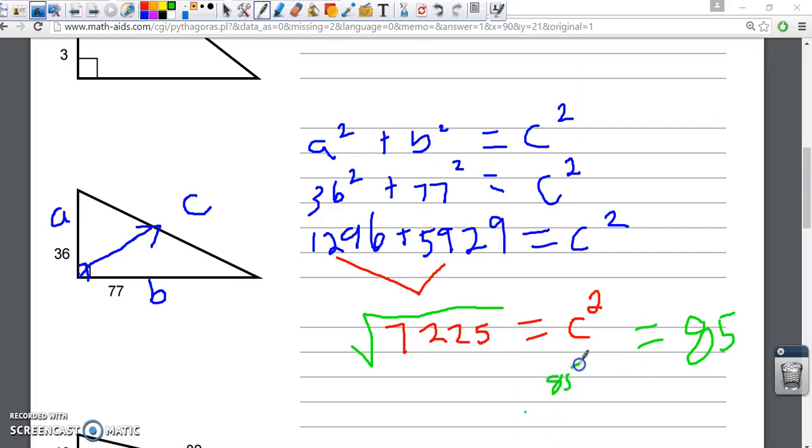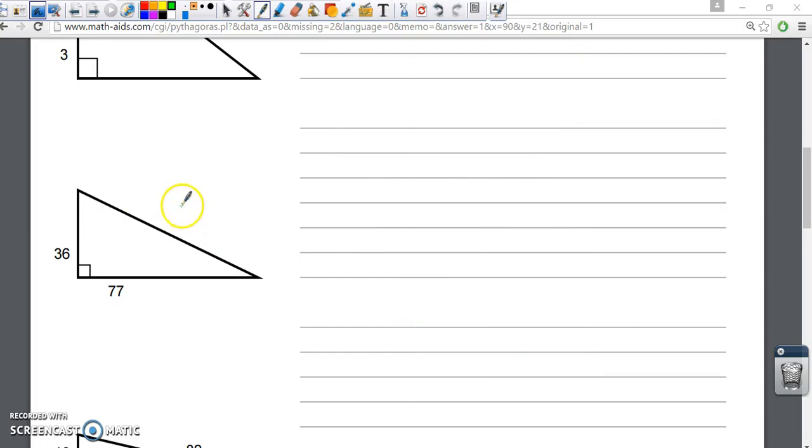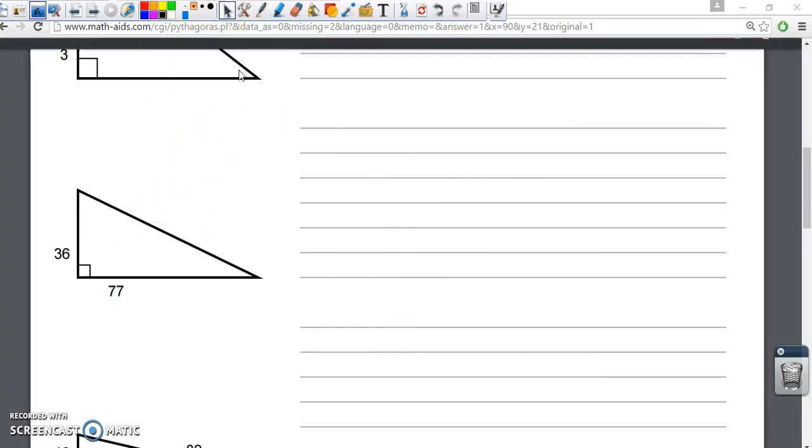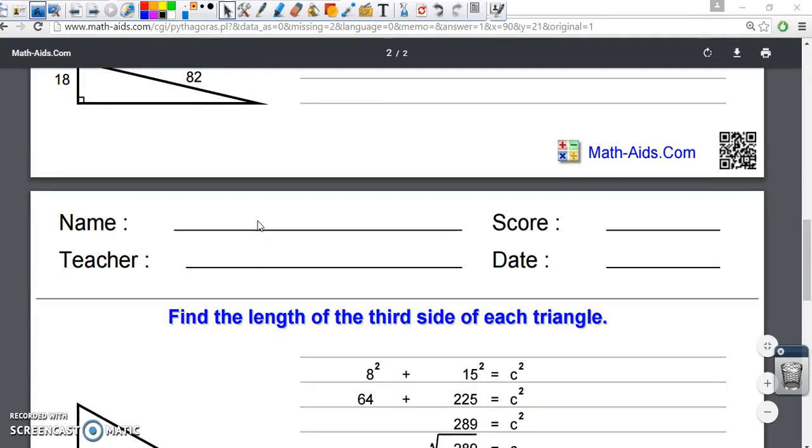85 squared equals that. Okay? So hopefully this made sense a little bit more with that one. I'm going to try another one in which the hypotenuse is missing, and then I'll try one where the leg is missing. So let me see if I can find another one in which the hypotenuse is missing.